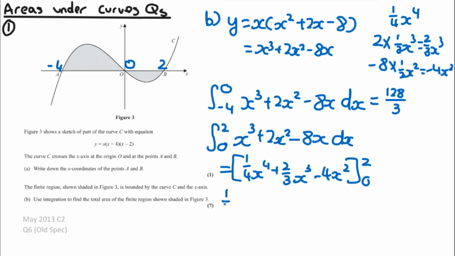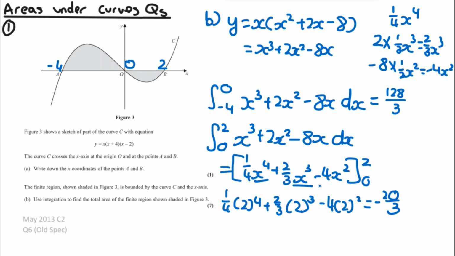Sub in 2, so it's going to be 1 over 4 times 2 to the power of 4, plus 2 over 3 times 2 cubed, minus 4 times 2 squared, which you put into a calculator is equal to minus 20 over 3. And we said before, if we sub in 0, it's just going to be 0 because all of the terms have x. So therefore, for the integral from 0 to 2, what happens when we sub in 2? It's minus 20 over 3. And then we minus what happens when we sub in 0, which is just 0.